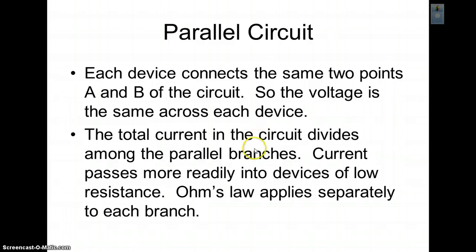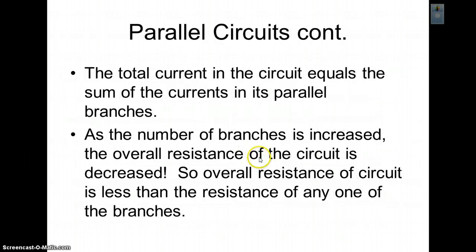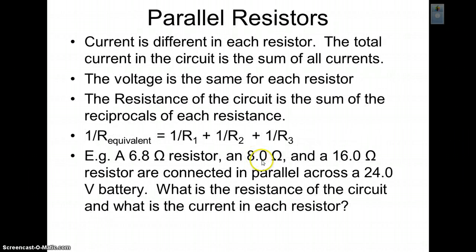The total current in the circuit divides among the parallel branches, and current is going to pass more readily into devices of low resistance, and Ohm's law will apply separately to each branch of the parallel circuit. The total current in the circuit equals the sum of the currents in its parallel branches. As the number of branches is increased, the overall resistance of the circuit is decreased. So overall resistance of a circuit is less than the resistance of any one of the branches.